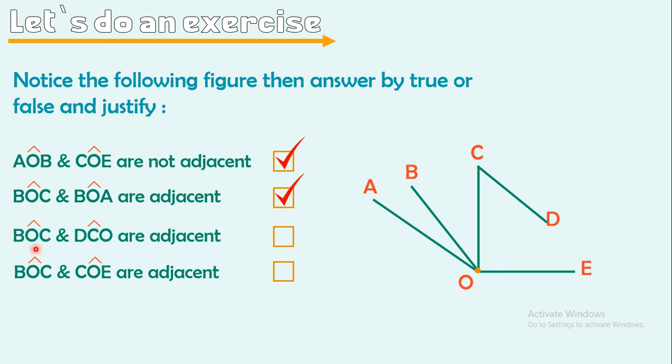Third statement. They are adjacent, as it says. The first vertex here is O and the second vertex here is C. So they don't have a common vertex. So they are not adjacent. So this statement is wrong. Let's check the last statement. They have a common vertex O and they have a common side OC. So BOC and COE have a common side in between them and a common vertex, so they are adjacent. So this statement is also true.